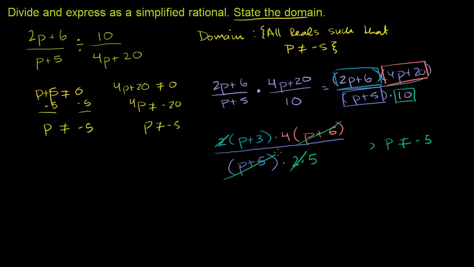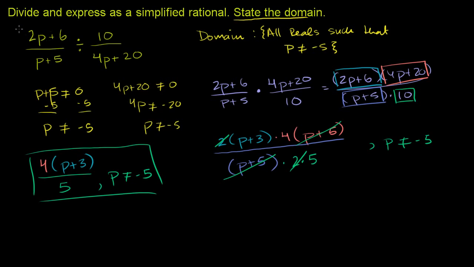So what are we left with? In the numerator, we have 4 times p plus 3. And in the denominator, all we have is that 5. And we're done. We could write this as 4/5 times p plus 3, or just the way we did it right there. But we don't want to forget, we have to add the constraint. p cannot be equal to -5, so that this thing is mathematically equivalent to this thing right here.